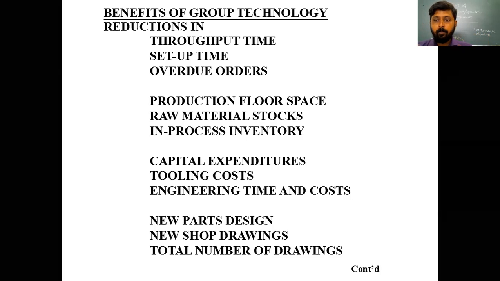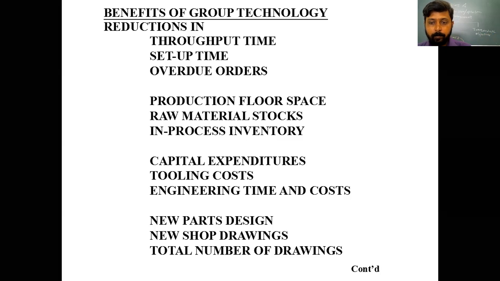Reduction in floor space: if we apply group technology, what will happen? We can make families of the products. If they are in one family, we can put them aside in the inventory or in another section. So the production floor space requirement is reduced.